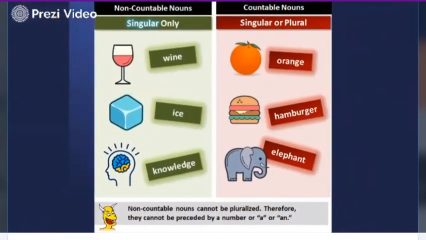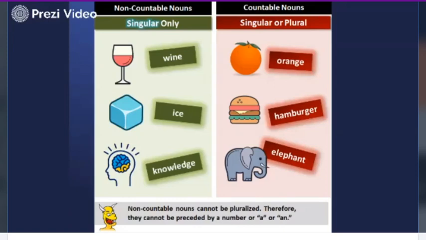Now, as you can see in the picture, like in the other one, you have the singular form of the non-countable noun, like wine. Wine is a liquid, so it's uncountable. Ice. Knowledge. Conocimiento. You cannot say one knowledge, two knowledges, un conocimiento, dos conocimientos. That it's incorrect. Okay, so you have to be very careful with this one.